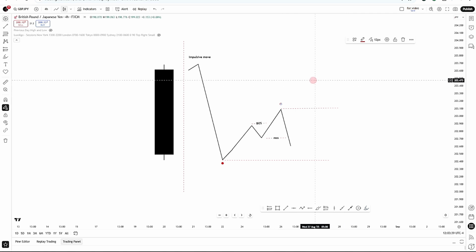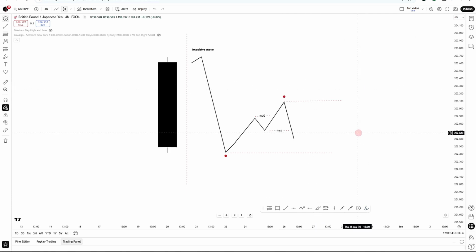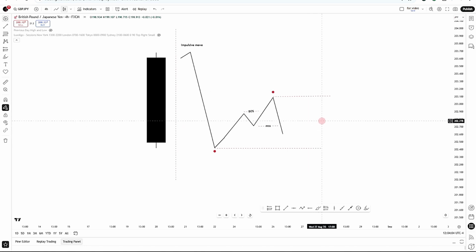We are now with all we need. So the next thing is to look for a sweep and market structure shift. So your low and your high are ready. On this pullback, this is your impulsive move, pullback, break of structure, low confirmed, market structure shift, high confirmed. The next thing is to wait for a sweep and market structure shift.